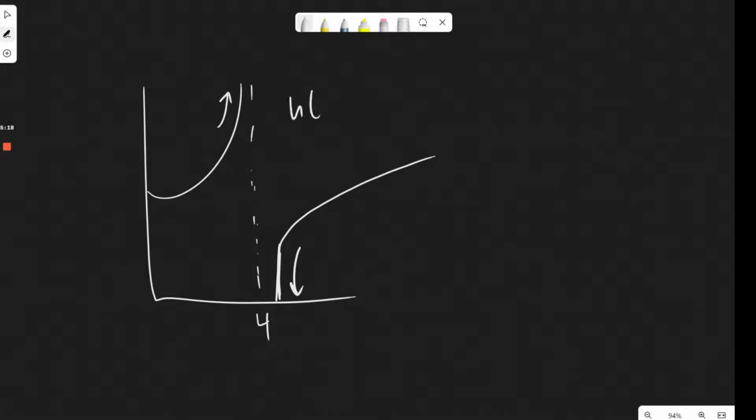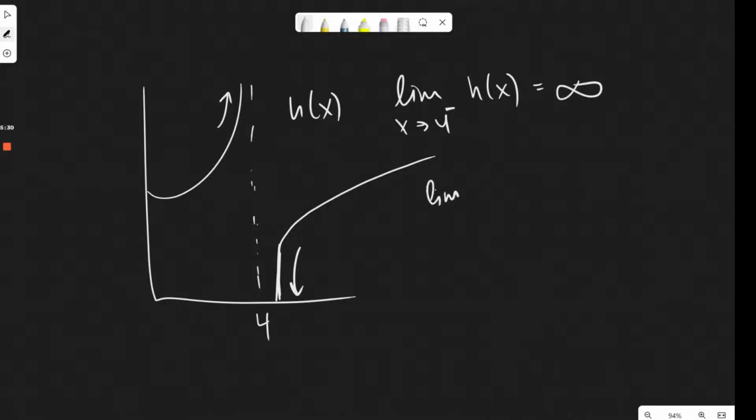And let's say this is h of x. So we would say that the limit as x approaches 4 from the negative side of h of x equals positive infinity, while the limit as x approaches 4 from the right side of h of x equals negative infinity. And since these two are not equal, the limit does not exist. There's no way to write it as either infinity or negative infinity, so you just got to be careful.